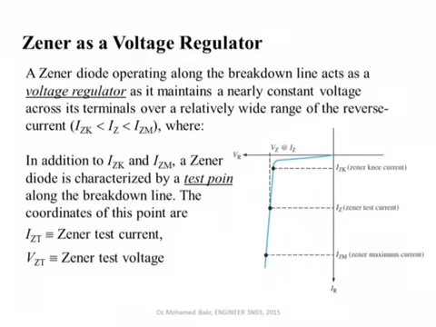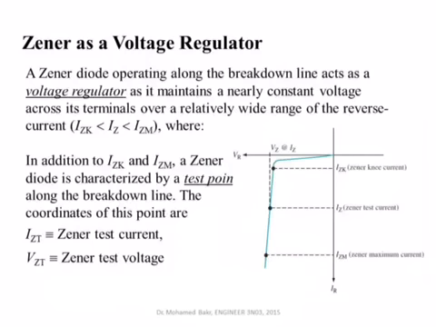Now, there is a second point, which is IZM and VZM. So this is a certain reverse voltage, VZM, and this is a reverse current, IZM. This VZM and IZM represent the maximum voltage and maximum current that can be applied to the diode, because at this point the current is too high, and once you go beyond that, the Zener will overheat and it can melt or catch fire. So this is the maximum operating point. You should not allow more current than this to flow.